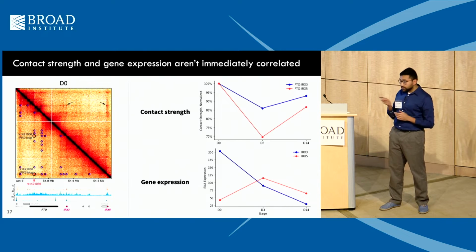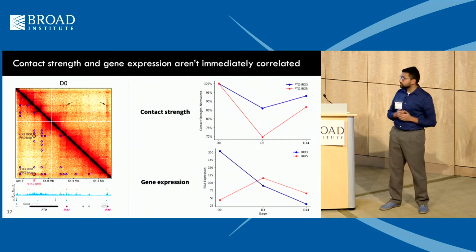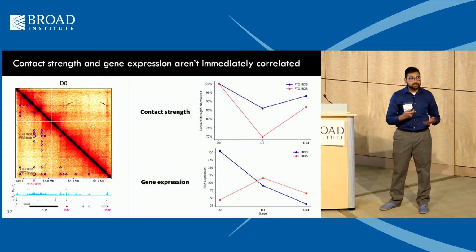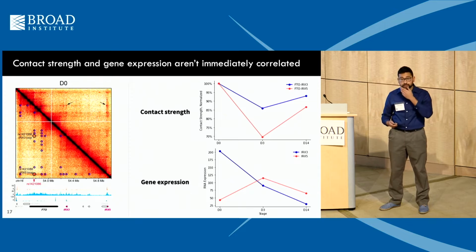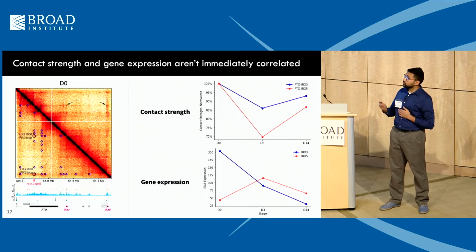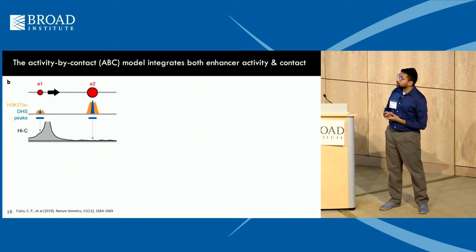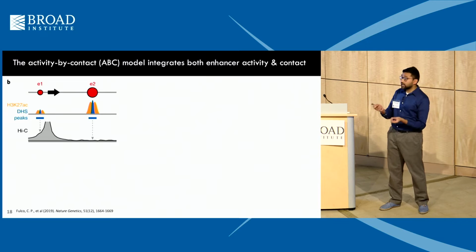Interestingly, if we look at gene expression across that same series of time points, we see that the IRX3 gene monotonically decreases in expression across the transition, whereas IRX5 actually increases slightly before decreasing. And so at first glance, it doesn't seem like there's a strong correlation between contact strength and gene expression, but we can turn to a well-established model in the field, the activity-by-contact, or ABC model, which allows us to integrate both enhancer activity and contact intensity.